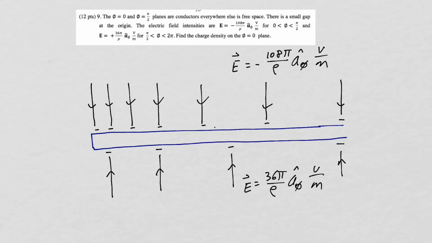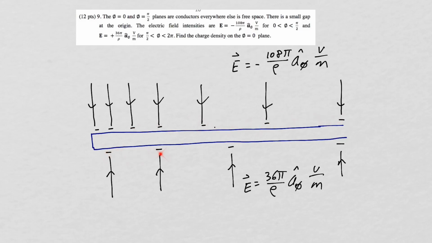So here is our conductor, phi equals 0. So here is the electric field intensity for the region above it, and here's the electric field intensity for the region just below it. So there's a negative charge on each surface, and because of the larger magnitude of the electric field above, there's more charge on the top of the plate than on the bottom of the plate.